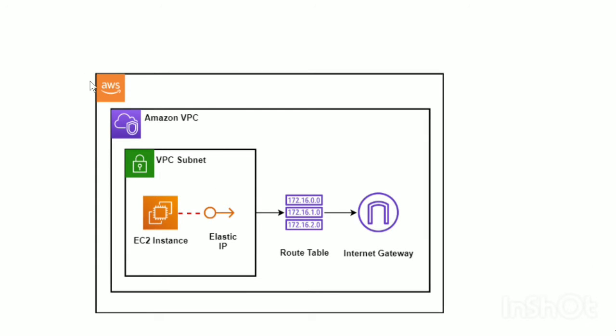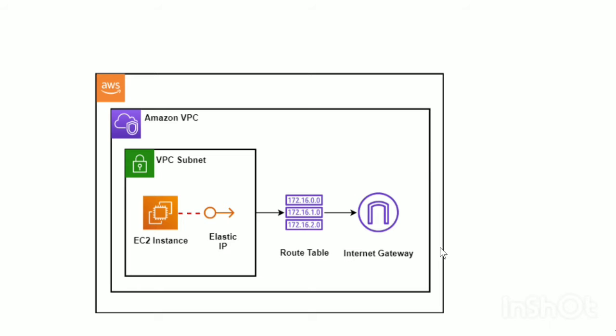So we have an AWS account. Inside that we have created our VPC. Inside our VPC we can create our own subnets. Our VPC is created in any of the AWS regions, and it will cover all the availability zones. You can create your subnet in any one of the availability zones. Inside the subnet you can create your EC2 instance.